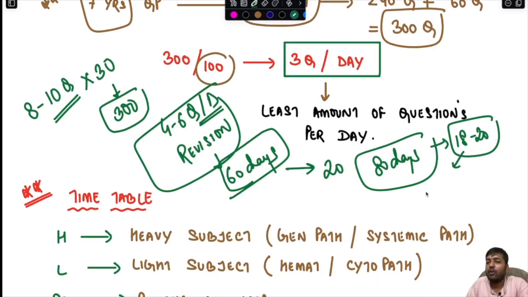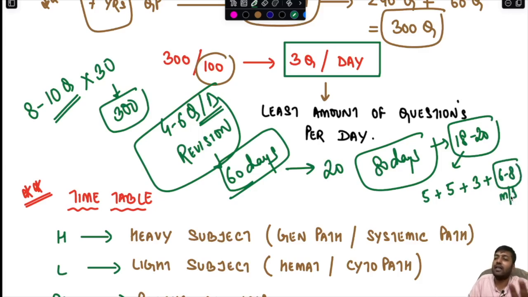Out of that, for example, you can keep 5 days for general pathology, 5 days for systemic pathology, 3 days for hematology, and the remaining 6 to 8 days for the remaining or miscellaneous topics is more than enough. Okay, so this is for just before your exam: general pathology, systemic pathology, hematology. 1 or 2 days you can give for cytology, and then the remaining topics, recent advances, tissue processing, grossing, everything in the remaining part you can give.